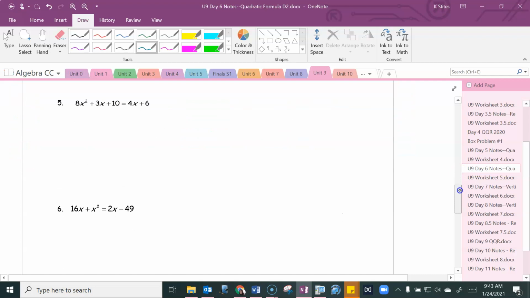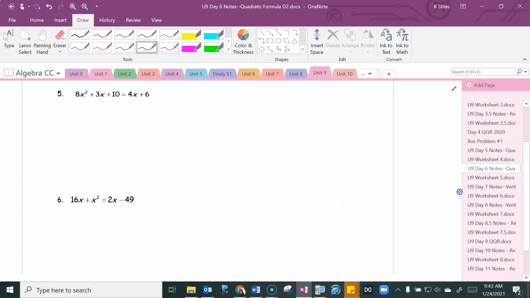All right, go ahead and flip the page. These next two we're going to have to move a lot of stuff over. So remember, we want to get x squared, x, and our number, which is what we have on the left here, but on the right we should have an equals 0. So we need to subtract over our 4x and we need to subtract over our 6.